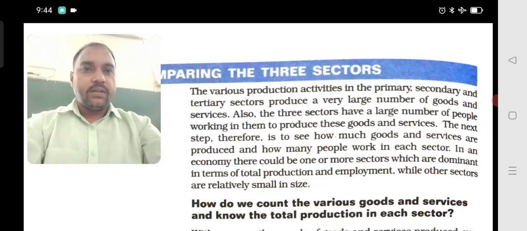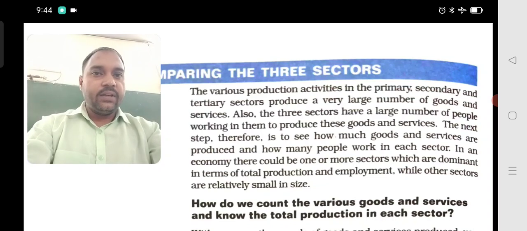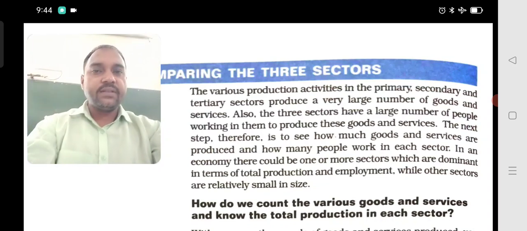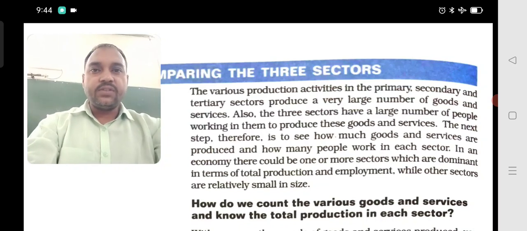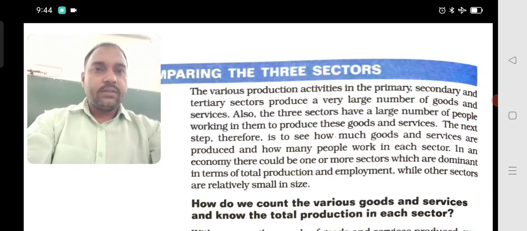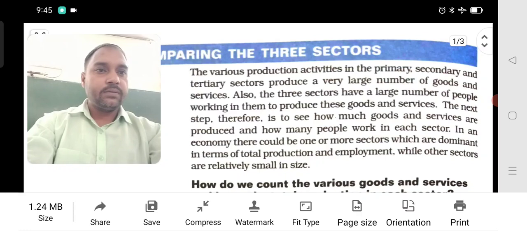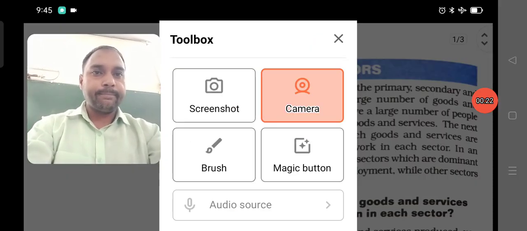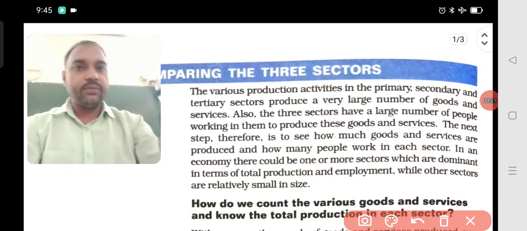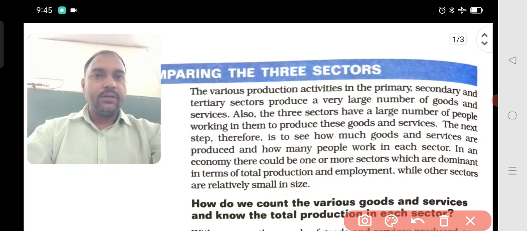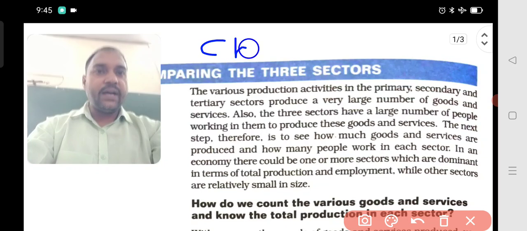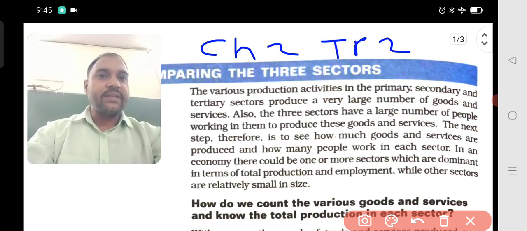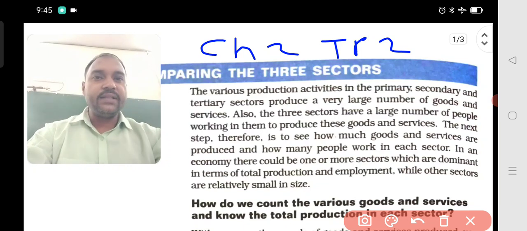Students, today we will start the new topic in economics of class 10 social science. This is topic number 2. Now we start. Today what we are doing? We are doing chapter 2 and topic number 2. Topic name is comparing the three sectors.